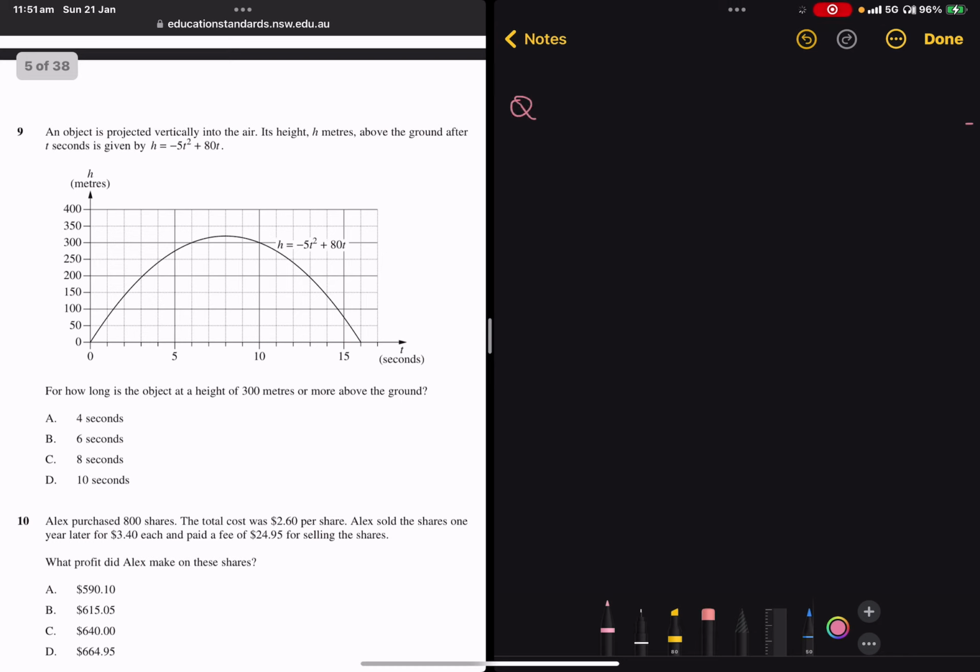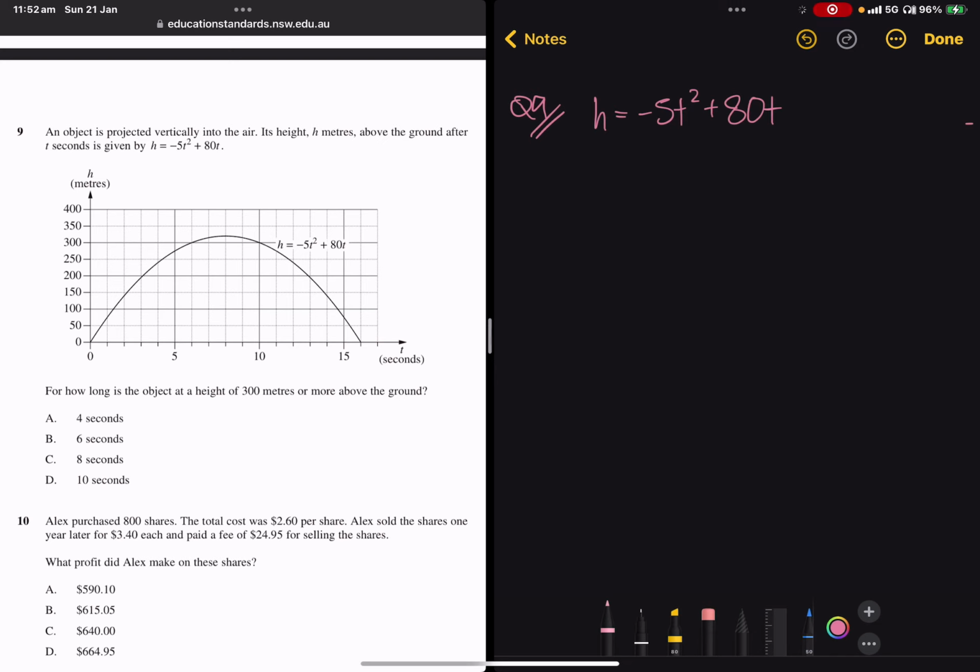So now we have question 9. An object is projected vertically into the air. Its height h, which is in meters, above the ground after t seconds, is given by h equals minus 5t squared plus 80t. For how long is the object at a height of 300 meters or more above the ground?